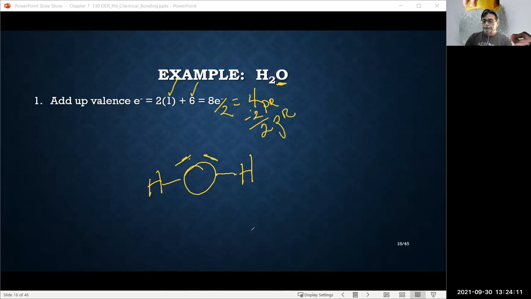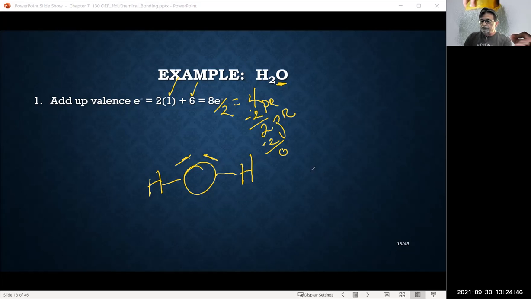Now I go back and check. Do I still have 4 pair? I do. 2 of them are bonded to the hydrogens and 2 of them are on the oxygen. Those 2 that I just put on there used up the 4 pair I started off with, so I should end up with 0 here. The hydrogen is happy with the duet and the oxygen is happy with the octet. 2 pair are lone pair and 2 pair are bonded pair.